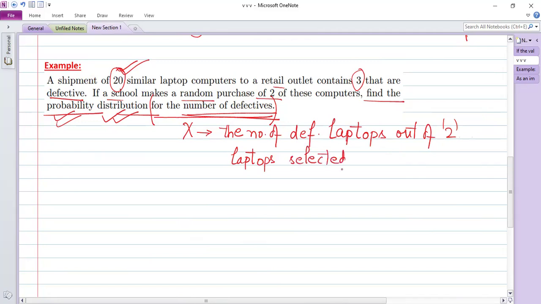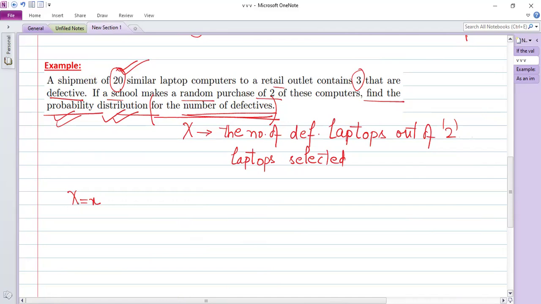Why so? Actually, we can comment that a particular laptop is defective or non-defective only if we have selected it. What about those laptops which have not been selected? We can't comment on those unselected laptops, which one is defective or which one is not. In other words, we can tell how many laptops are defective only if we have selected them. If we have not selected any laptop, we can't comment that out of these unselected laptops, this many may be defective, or this many will be non-defective.